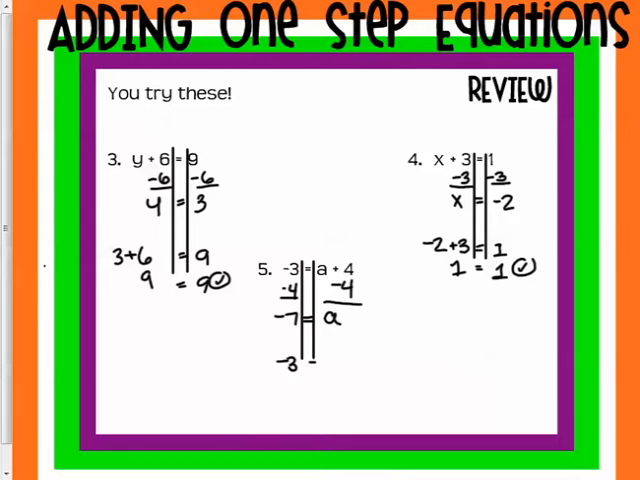On this one, we're taking away 4 from both sides, so we're left with a equaling a negative 7, and negative 3 equals a negative 7 plus 4, which in this case does in fact equal negative 3, and it checks.